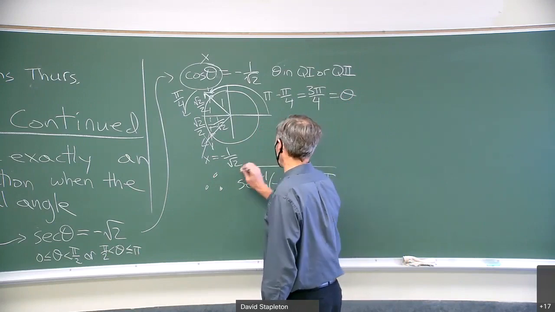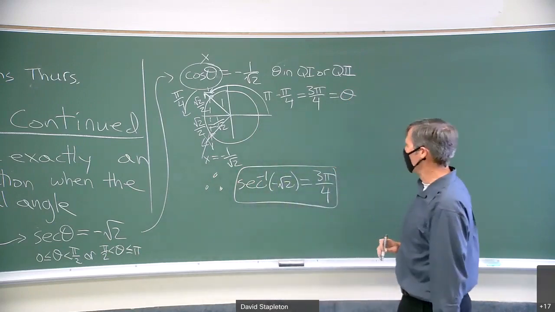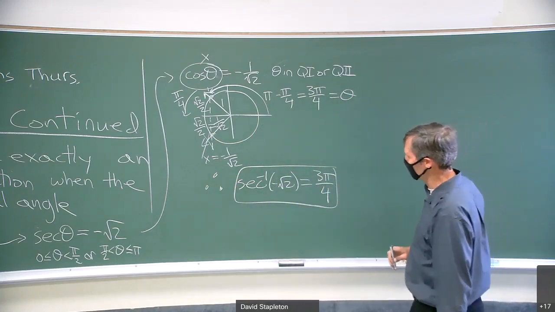So that's the hardest they get, is you can put them in a difficult quadrant and ask for an inverse secant, inverse cosecant, or inverse cotangent.